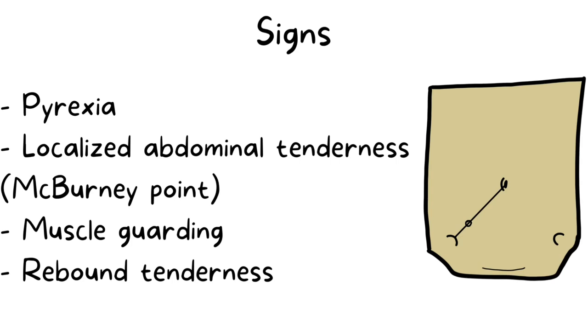Then the patient will be having muscle guarding, which means while palpating the abdomen, you will find that the patient is making their abdomen rigid and tight, which you can feel. This is because of the peritoneal irritation and pain. Then you can elicit rebound tenderness by applying pressure over the McBurney point. The patient feels pain when you remove your hand from there. This is also known as Blumberg sign, which is rebound tenderness.